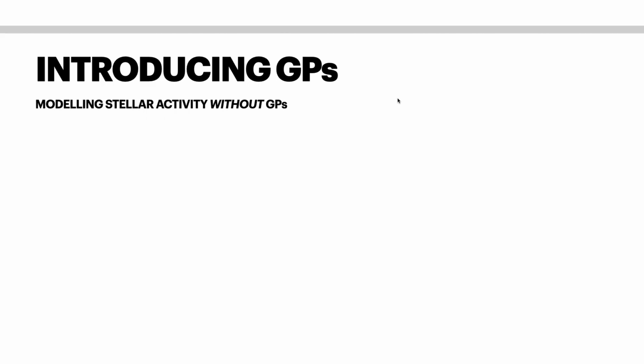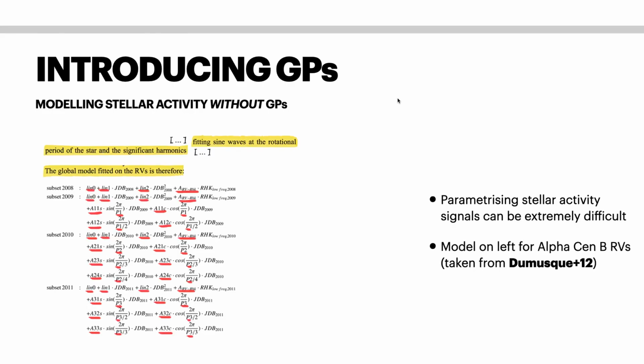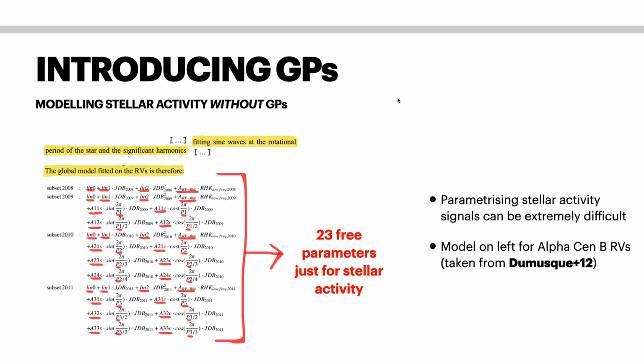Okay, so now you might ask, why go to all this trouble? Why not just make a conventional parametric model for stellar activity? It turns out that doing so is extremely difficult. Here's an example of a model that was used in a well-known study to try to describe the activity variability of Alpha Centauri B, which is the 2nd closest star to the Sun after Proxima Centauri. To account for quasi-periodic and non-sinusoidal variation and activity cycle changes across 4 observing seasons, the authors here devise a model with 23 free parameters just for stellar activity, without any planets.